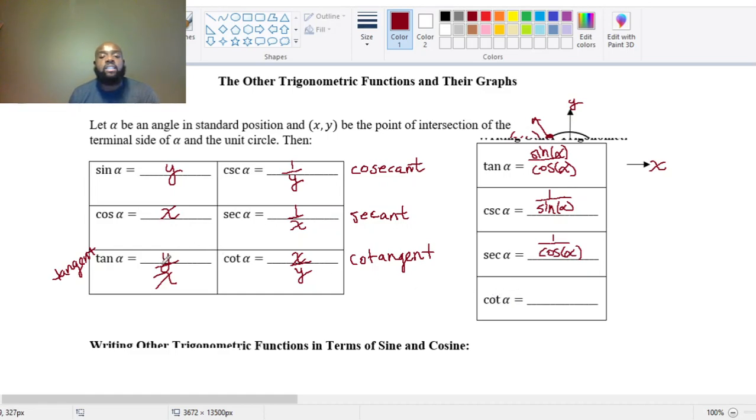Since these two are reciprocals of each other, we're not going to talk about the reciprocal property now. We'll save that for later. We're trying to write these in terms of sine and cosine. Cotangent is x over y, and since cosine is x, I can write the numerator as cosine of alpha. The denominator is y, which we said is defined as sine of alpha. So it's cosine over sine. We can write all of our other trig functions in terms of just sine and cosine.